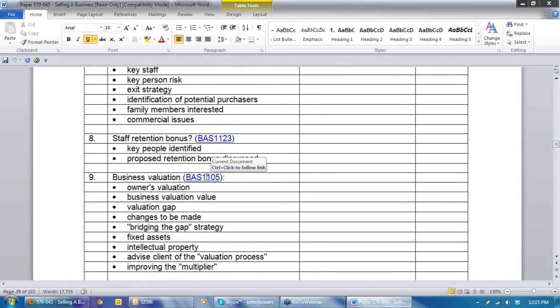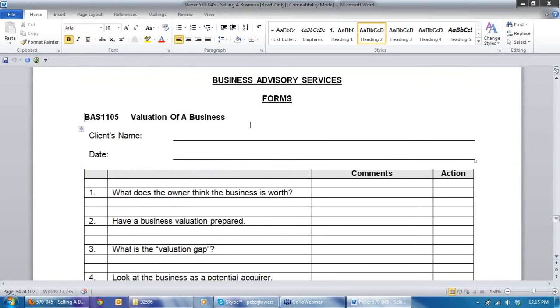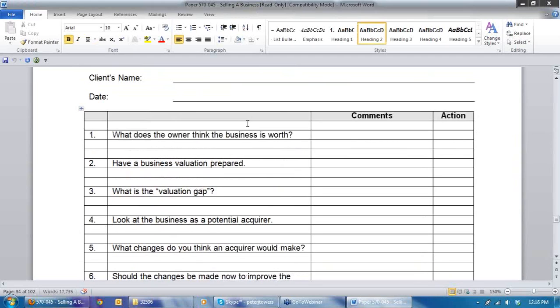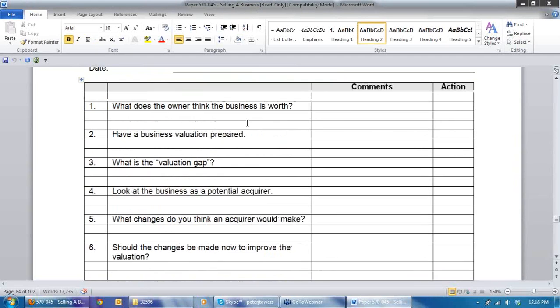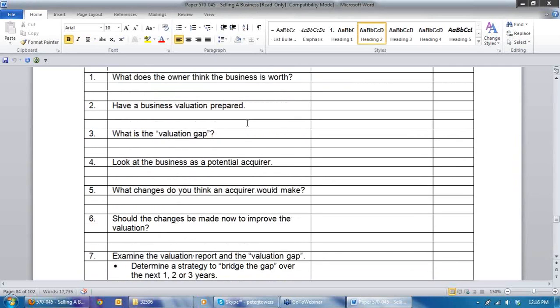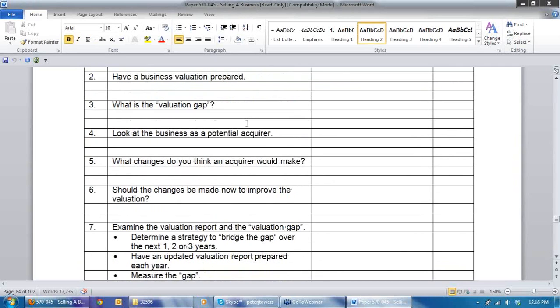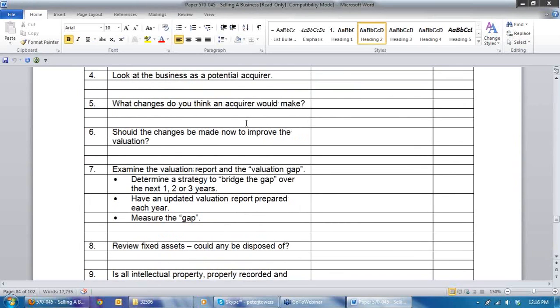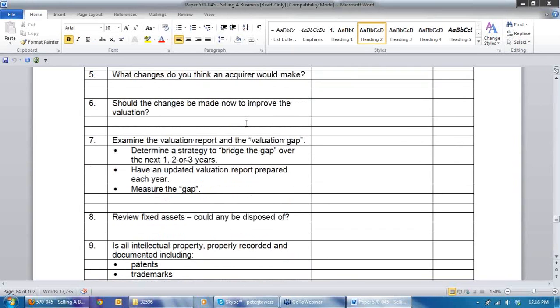What about the valuation? What does the owner think the business is worth? What do you believe it's worth? What's the valuation gap? What changes do you think should be made to the business? What could be done over the next couple of years to try to bridge the valuation gap?